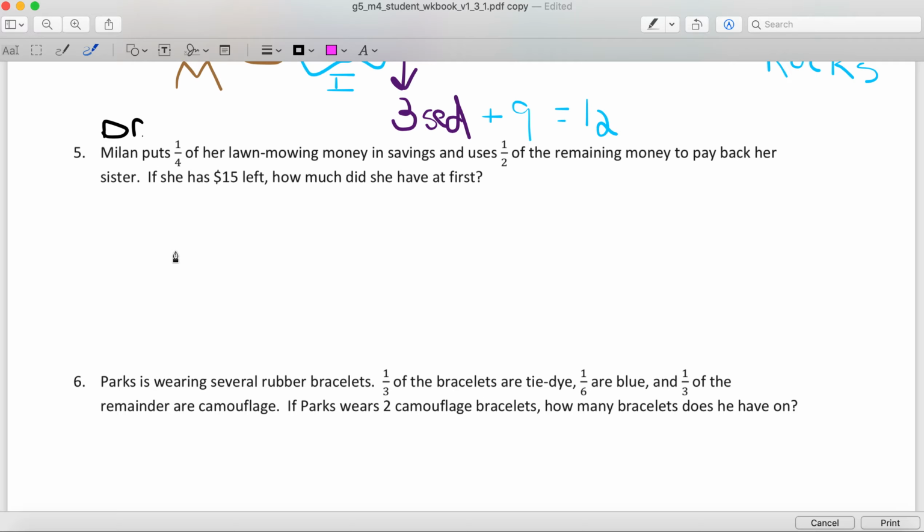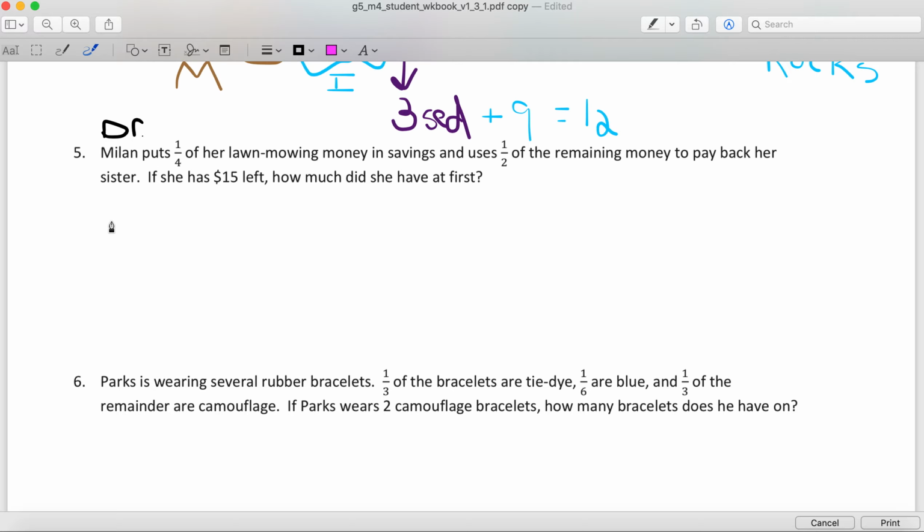All right, Dr. Milam puts 1/4 of her lawn mowing money in savings and uses 1/2 of the remaining money to pay back her sister. I owe my sister. All right, so if she has $15 left, how much did she have at first?